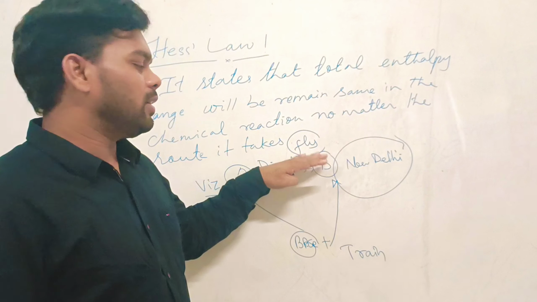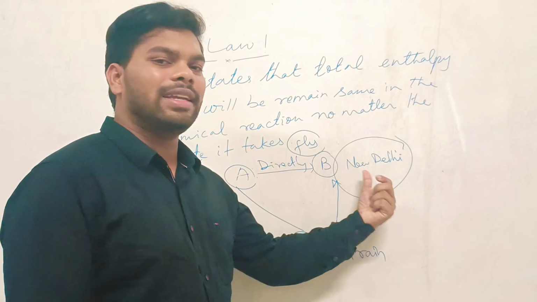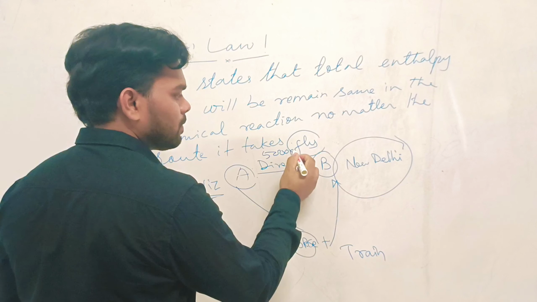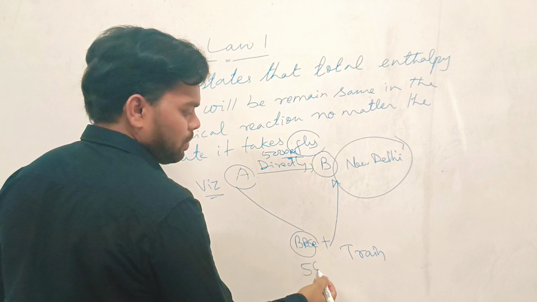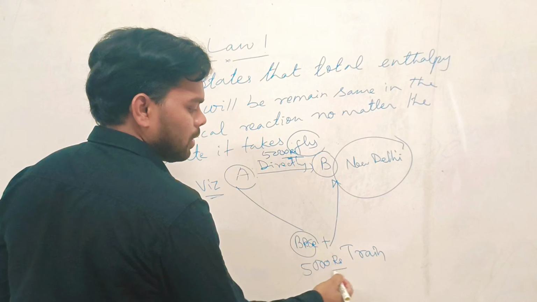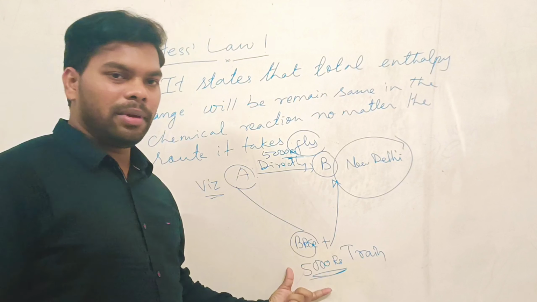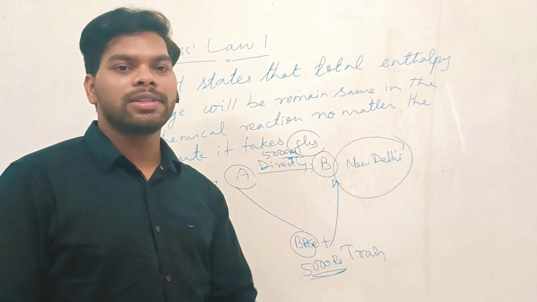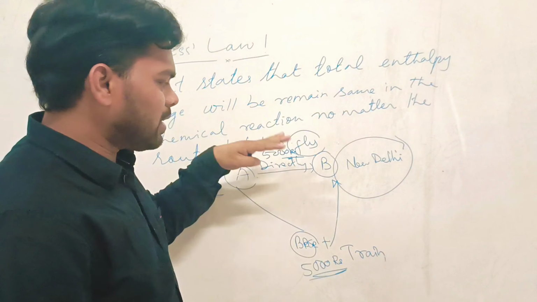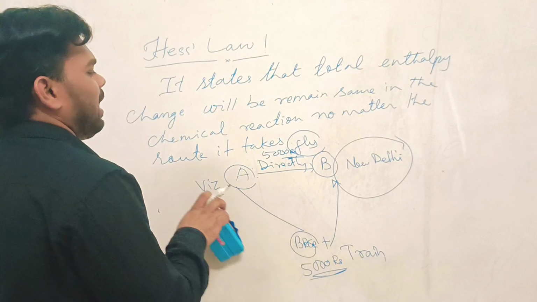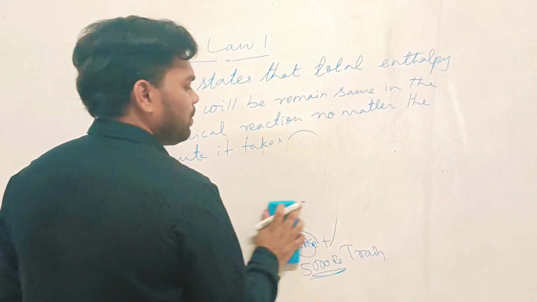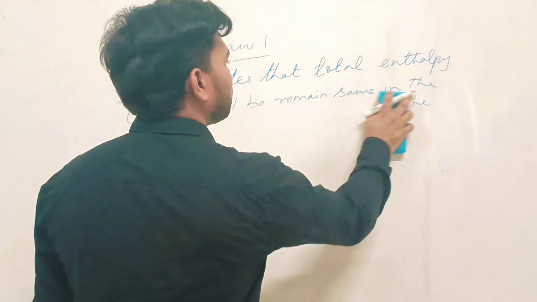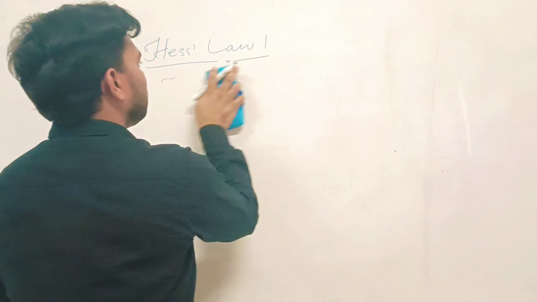So this direct path will be equal to the indirect path. For the direct path, how many rupees have you spent? 5,000 rupees. For the indirect path also, how much have you spent? 5,000 rupees. So the money remains the same whether you go through the flight or the train, and the destination is also the same. So this is the law of Hess. Now, by means of a chemical reaction, let me explain.